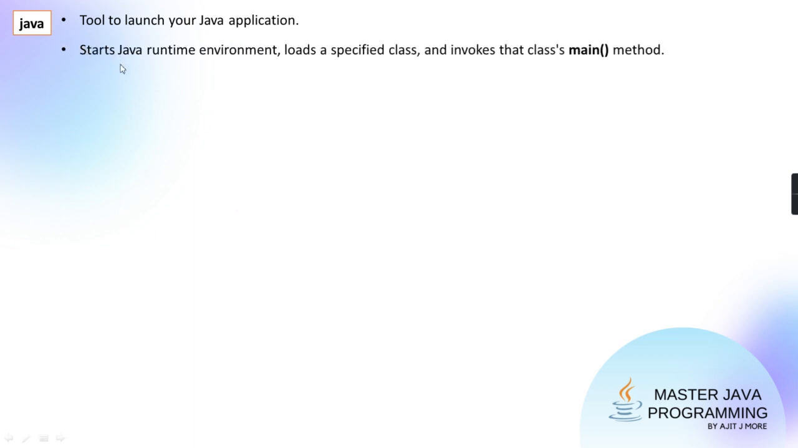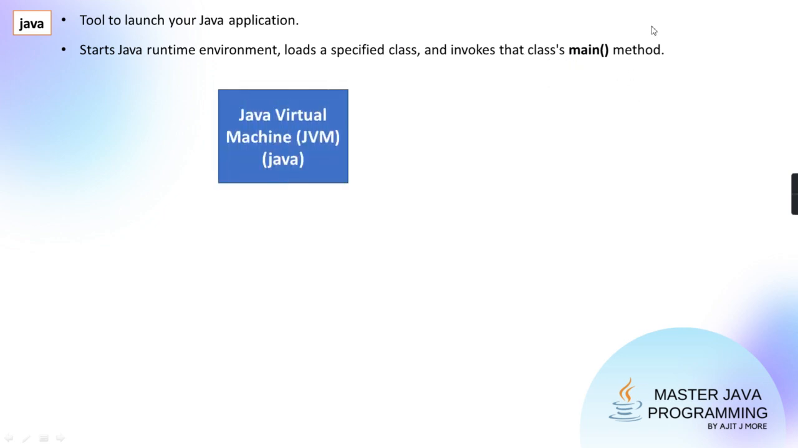See here, it starts the Java runtime environment. Now, Java runtime environment means what? That part which is responsible for signature verification, for converting bytecode to machine code line by line, for memory allocation, and garbage collection. All these are the jobs done by this environment. Correct? So it starts your Java virtual machine, loads your class, does the signature verification, and then gives the call to main. Everything is done by your Java tool.